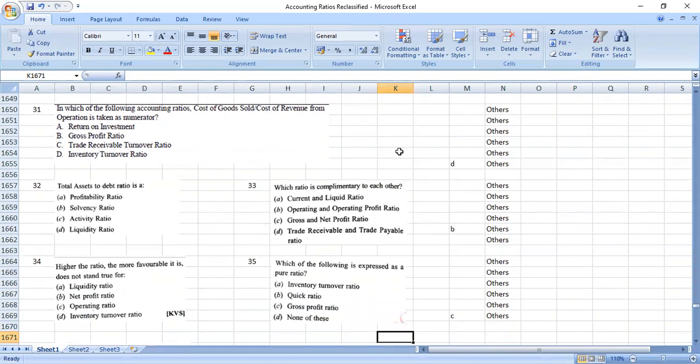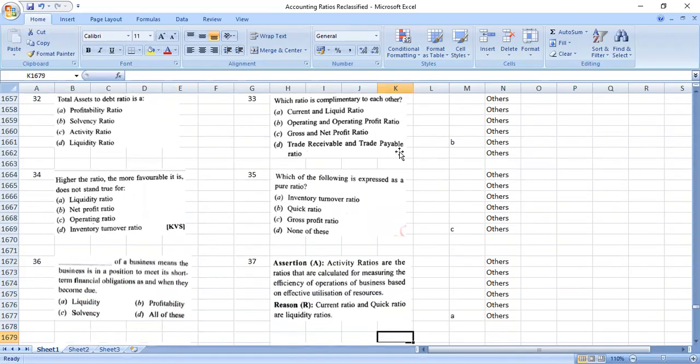In which of the following accounting ratios is cost of goods sold, or cost of revenue from operations, taken as numerator? Inventory turnover ratio. Inventory turnover ratio is cost of goods sold divided by average inventory, or cost of revenue from operations divided by average inventory. Total asset to debt ratio is a solvency ratio. It's not profitability, activity, or liquidity.